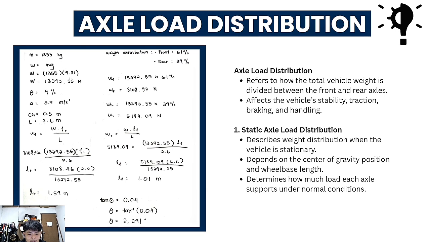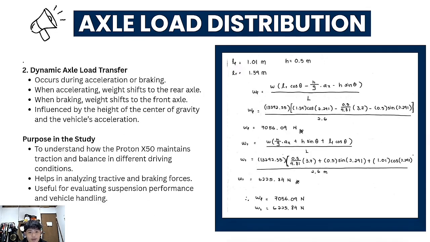Next, let's find the angle of the car. First, we use the formula tan theta equals 0.04. So theta equals 2.291 degrees. After we get all the data such as the LF and LR and H, we have H.